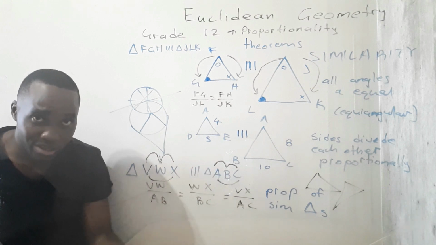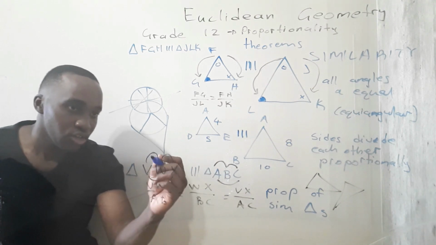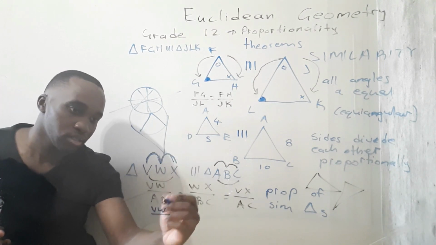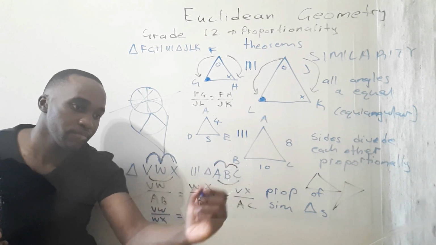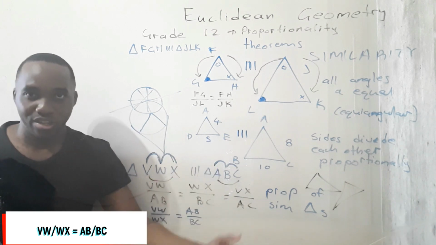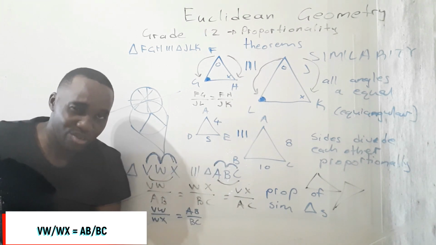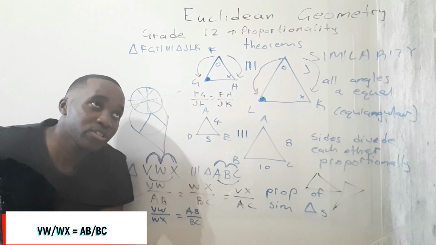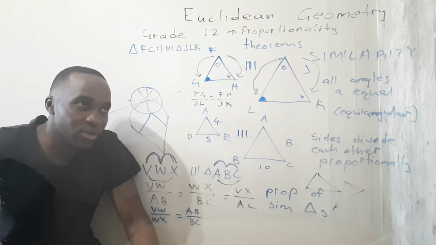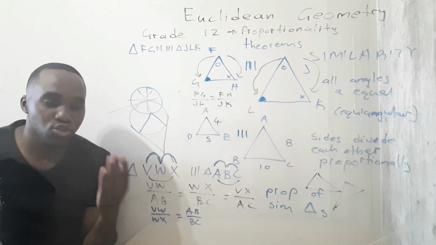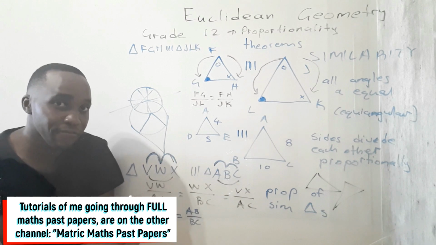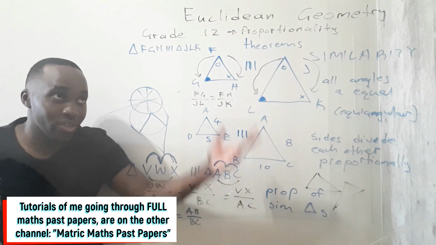And remember, you can play around with this whichever way you want. You could have said VW over WX is equal to AB over BC. There we go. It's just a matter of playing around with it, however way you like. So with this proportionality theorem stuff, I can promise you this is not something that's easy for anyone. It is just one of those things where you want to know enough to be able to go through a paper without feeling like you are going to leave everything out. You want to know enough to be able to work with this stuff. So that's for those theorems.